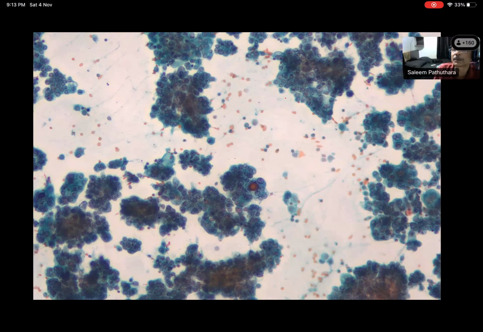This is the repeat preparation. We stored the sample, and from the stored sample we made the smear again, this time very carefully, by a good preparing person. So what do you think these are now? This is a highly cellular smear, and cells are arranged in clusters. What kind of clusters? Can you tell me the type of clusters?